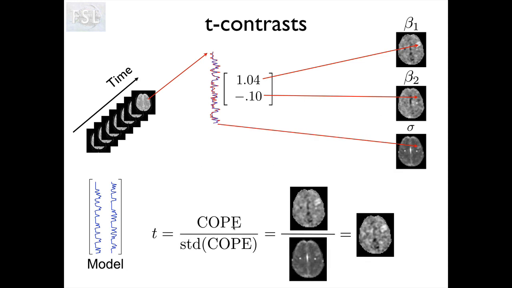And then to turn this into a t-map, we divide that by the standard deviation of the cope, and if you remember correctly, that is simply a constant multiplied by our residual error map or standard deviation map. And this is the t-contrast in this case. You can see that the t-contrast appears to be slightly noisier than the cope map, and this is because we have an estimate here that has some uncertainty in it, but we also have an estimate here that has some uncertainty in it, and the t-map is going to have an uncertainty that is given by both the uncertainty in the cope map and in the error map.